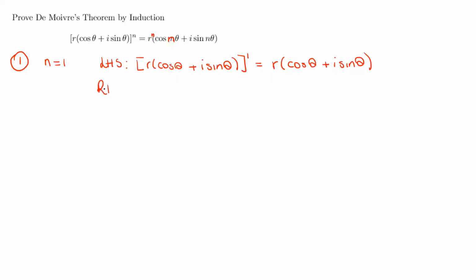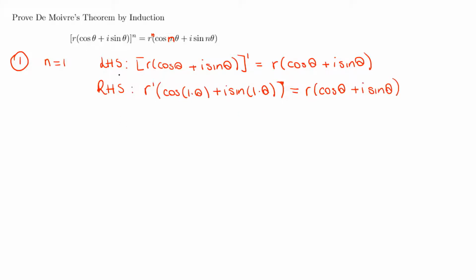If we look at the right-hand side and plug in n is equal to 1, what we're going to get is r to the power of 1 multiplied by cos of 1 multiplied by theta plus i sine of 1 multiplied by theta. And of course, anything multiplied by 1 is itself again, so we'll have r cos of theta plus i sine of theta. So the left-hand side in this case is equal to the right-hand side for n is equal to 1. So we know for n is equal to 1, it is true.